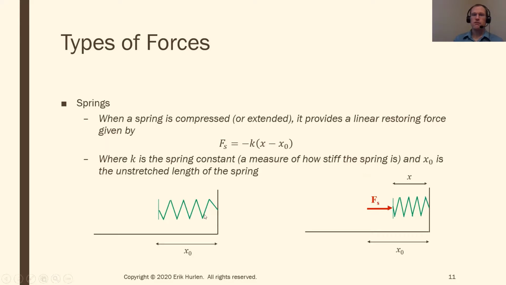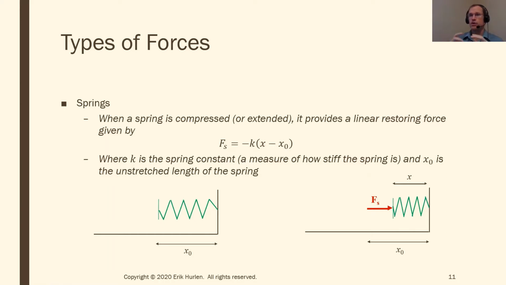And so that magnitude of that spring force, Fs, is the spring constant, K, times this displacement x minus x0. So x minus x0, x0 being its relaxed length. So x minus x0 is essentially how much you stretch it or compress it. That value times some spring constant K gives you that spring force.